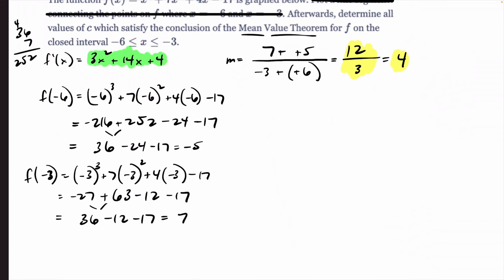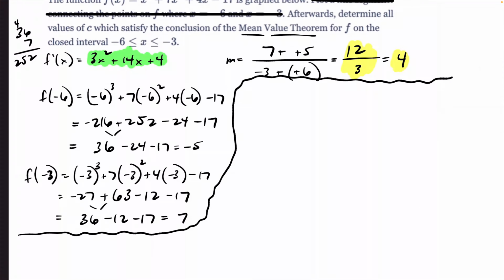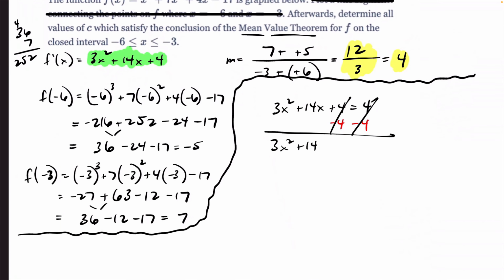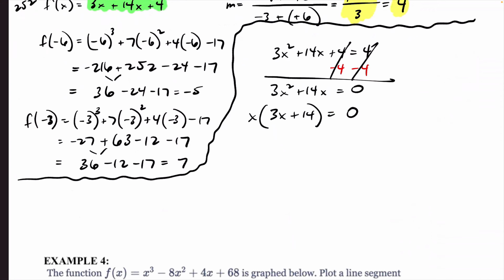All right, so last step. Set them equal to each other. 3x squared plus 14x plus 4 equals 4. Subtract 4 from both sides. It's going to be a binomial. So we get 3x squared plus 14x equals 0. If it's a binomial, just x is the GCF, so I get x times 3x plus 14. So I'm going to get 2 answers again.